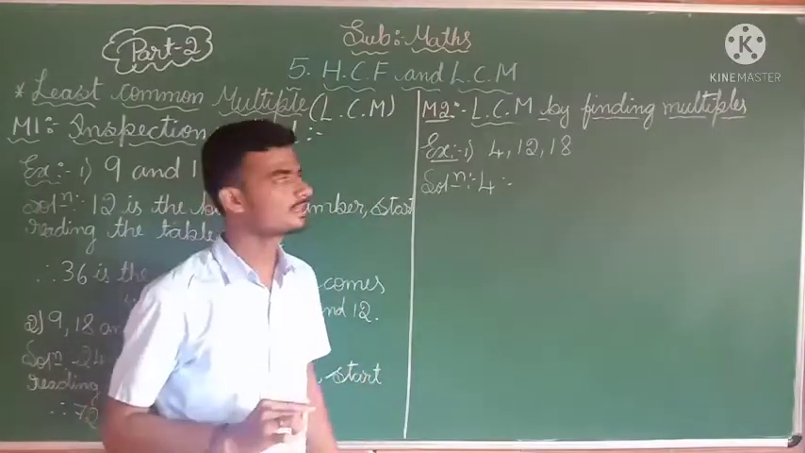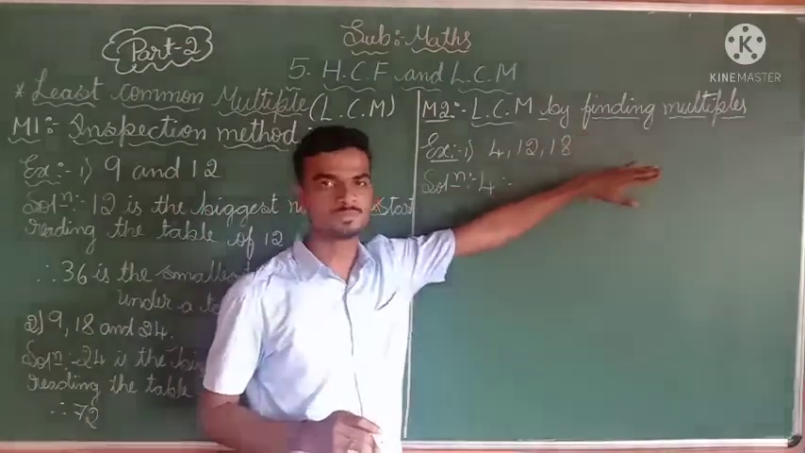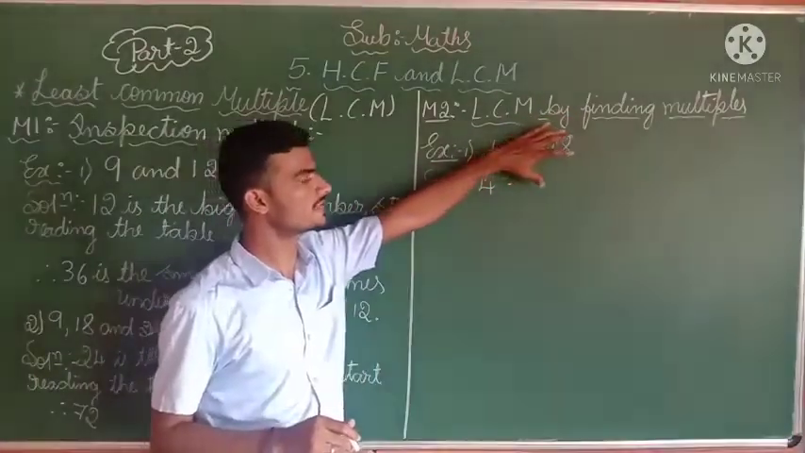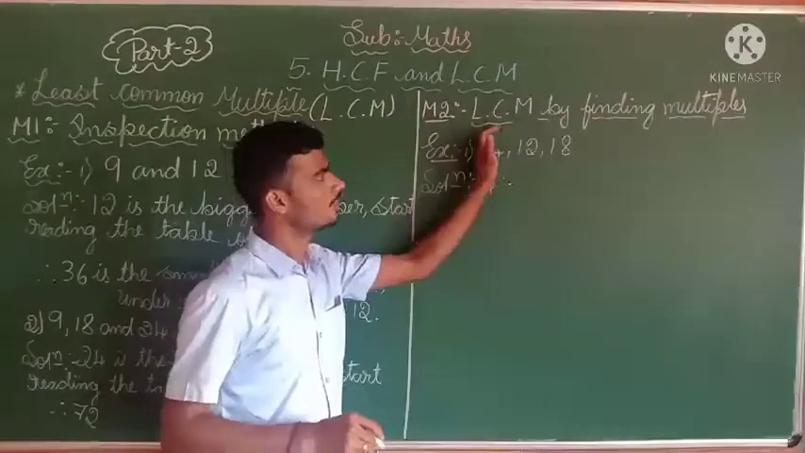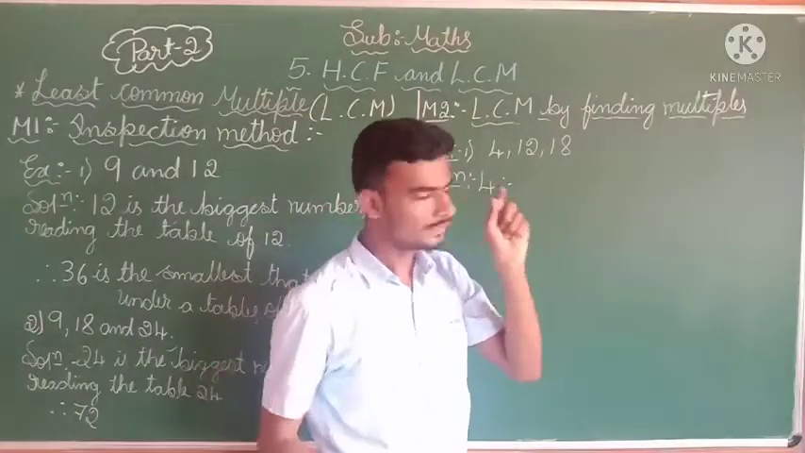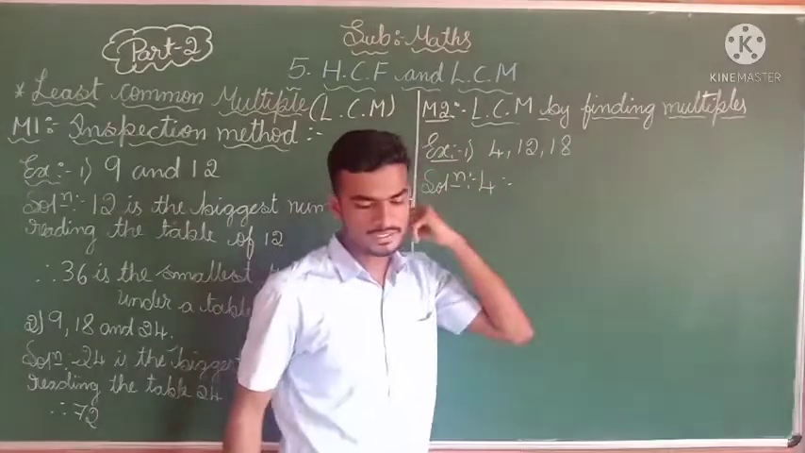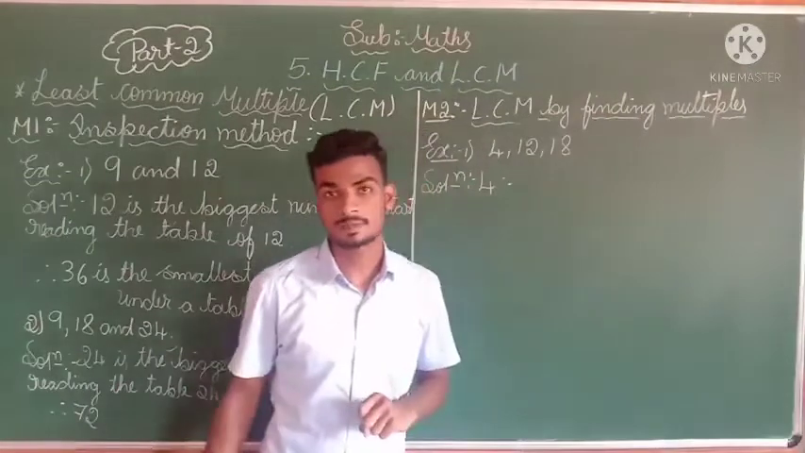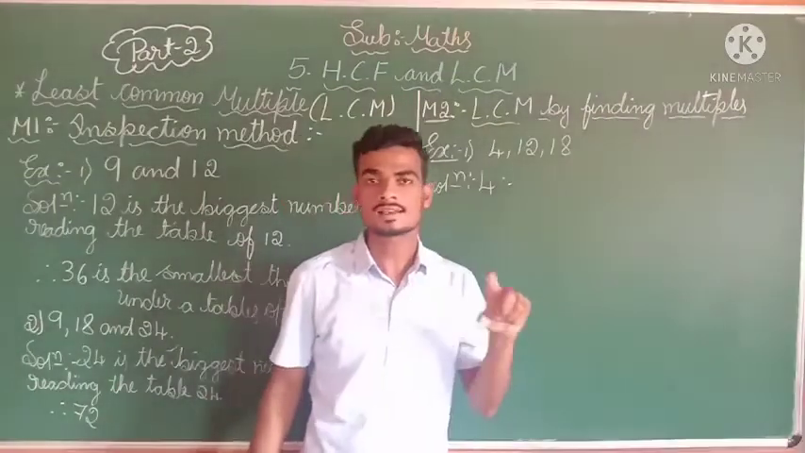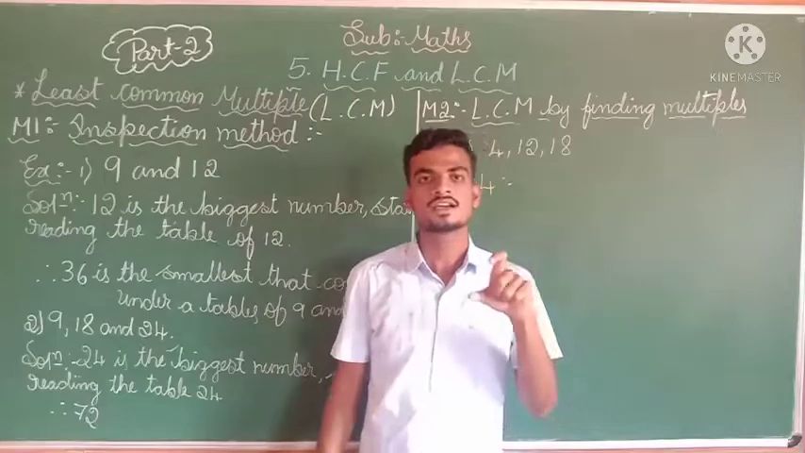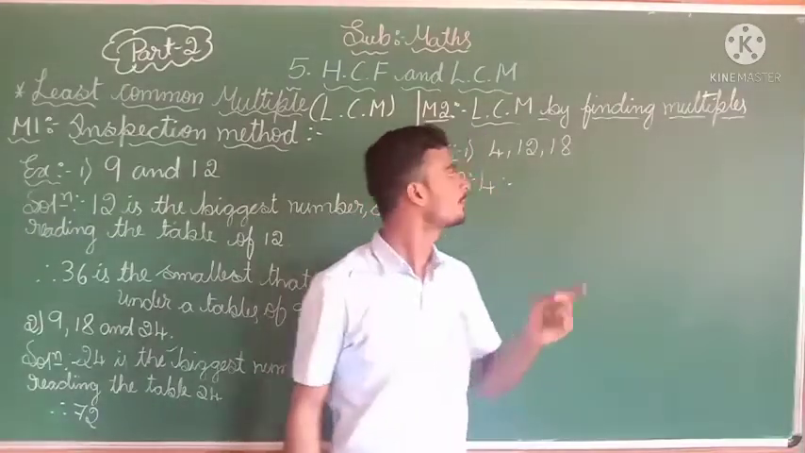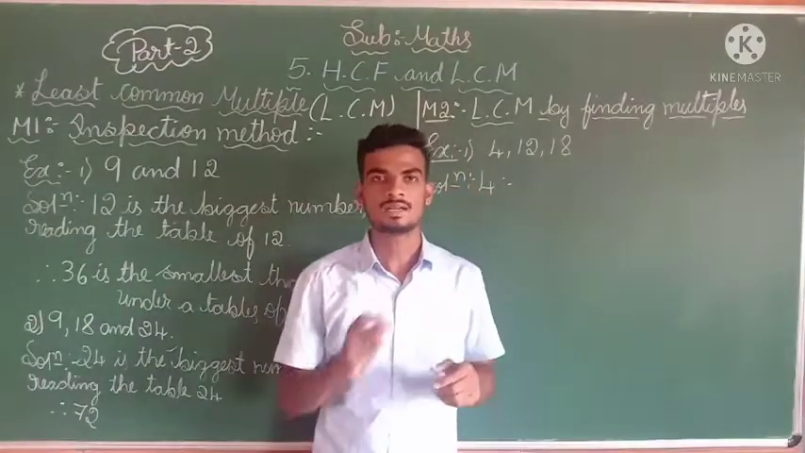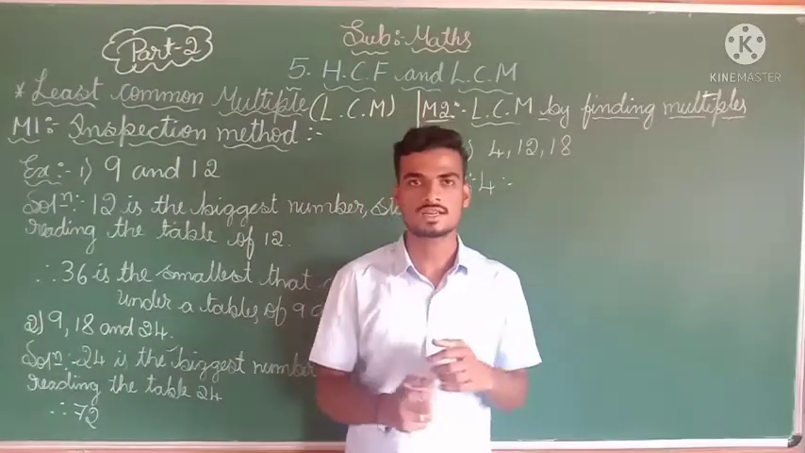So the second method is LCM by finding multiples. Okay, LCM by finding multiples. Now here also the same way. Here also, what they are going to give is numbers like this. Find the LCM of 4, 12, 18 by finding multiples. Okay, the question will arise like this. Once again, I will repeat that. Find the LCM of 4, 12, 18 by finding multiples. In this way the question will arise.